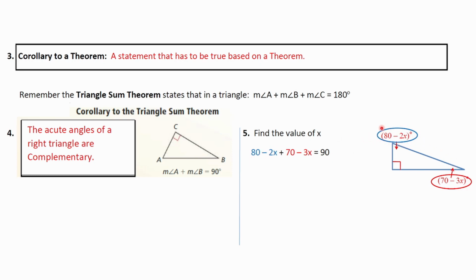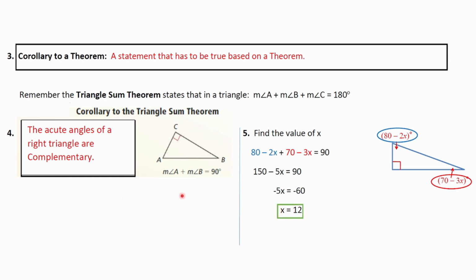So the angle here circled in blue, that 80 minus 2x, that expression is written in blue. 70 minus 3x, that expression is written in red. So we're going to take these and set their sum equal to 90 degrees, and solve for the value of x. Combining like terms, 80 and 70 give me 150. Negative 2x and negative 3x give me negative 5x. I can subtract the 150 from both sides, get negative 5x is equal to negative 60. And finally, dividing by negative 5, I should get that x is equal to 12.